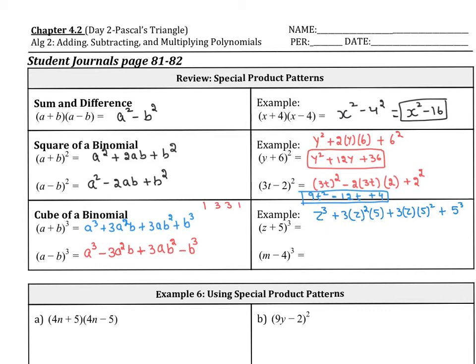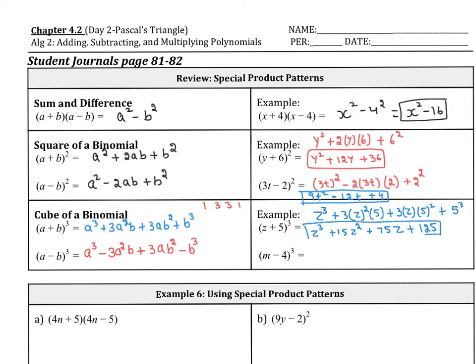And your final answer is going to be z cubed plus 15z squared plus 25 times 3, that's 75z, plus 125.